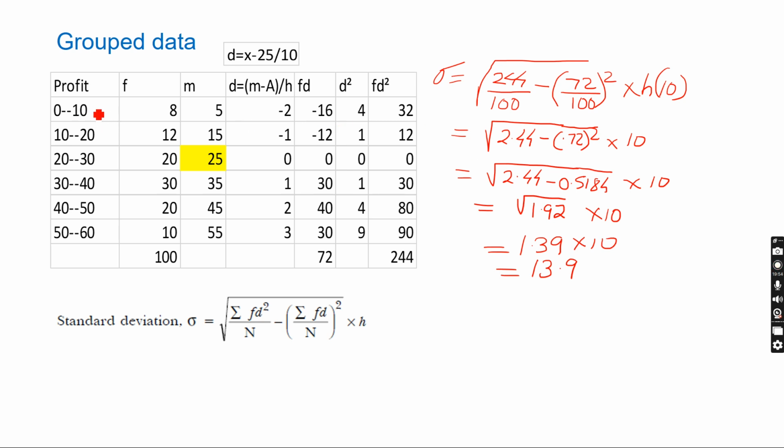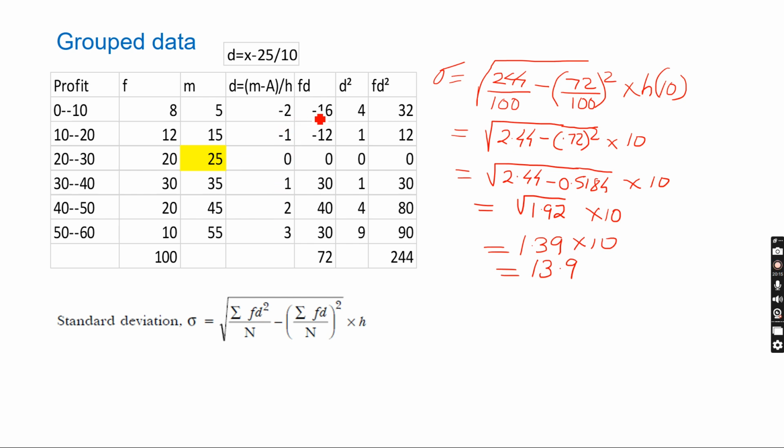I will recap how to calculate standard deviation for group data. So when you have group data as given on the left hand side, profit and frequency, we take the mid values. Then we find the deviation, that is m minus a upon h. In this case, I've taken the assumed mean as 25. So 5 minus 25 is minus 20 divided by h, that is 10. H stands for the class interval, so that gives minus 2.